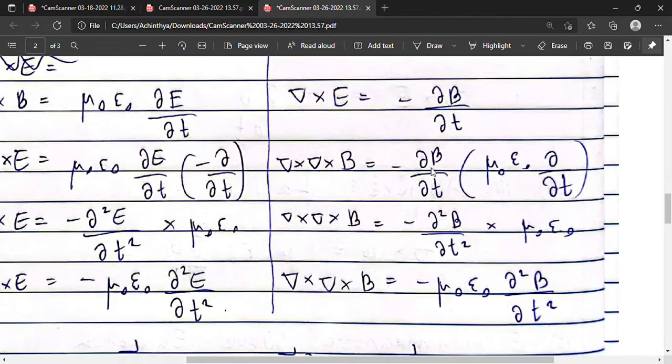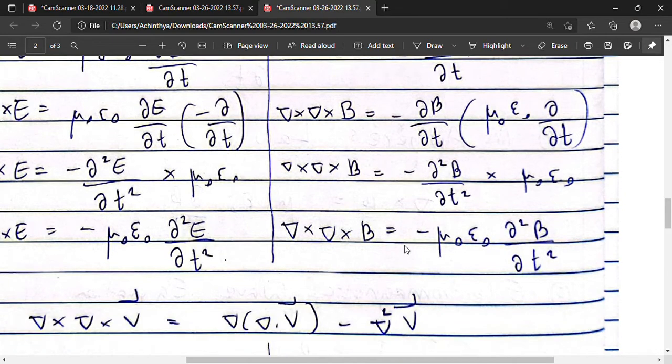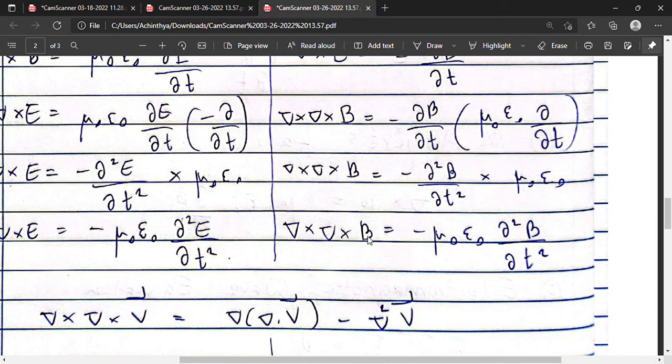What we have essentially over here is the negative value of mu naught epsilon naught multiplied by the derivative of the magnetic field with respect to time, another second derivative in essence. So what we have over here is that the curl of the magnetic field is equal to negative mu naught epsilon naught as a product of the second derivative of the magnetic field with respect to time.